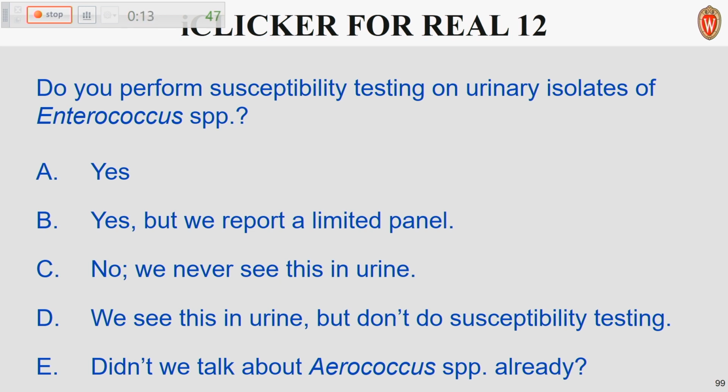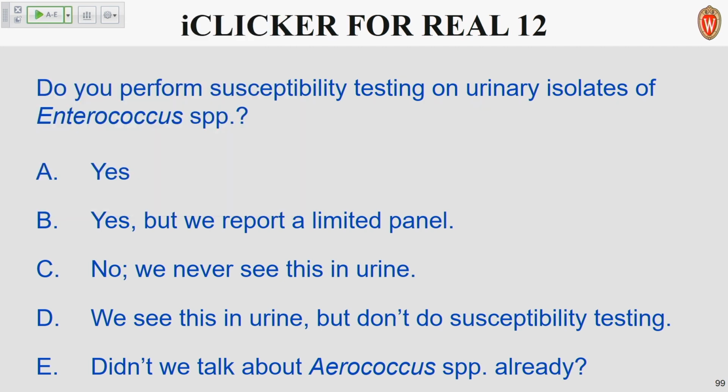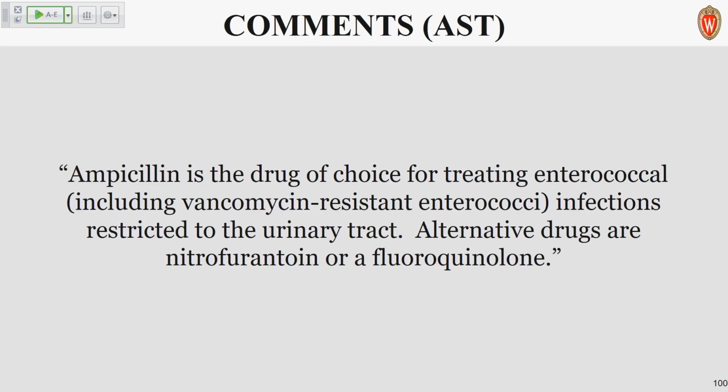Agreed. Sorry if I'm cutting off your polling short. We're just running short on time. All right, so looks like an overwhelming response of answer A there, which is we do susceptibility testing on our Enterococcus species.